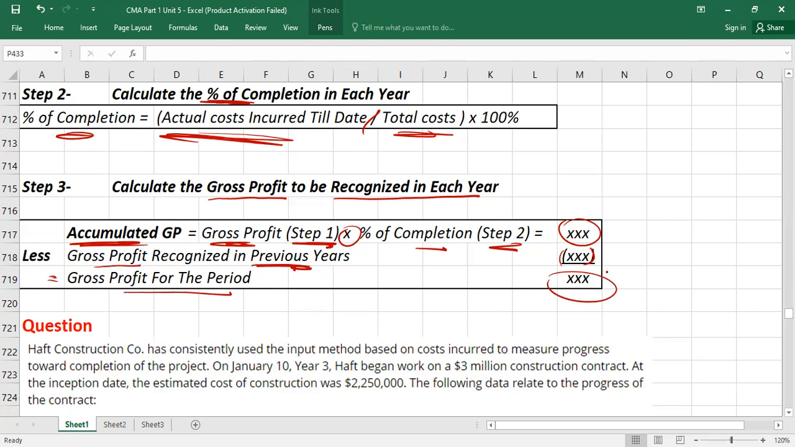And I'm going to show you the question now. Whenever this information is given, especially GP recognized in the previous year, if you apply the first way which I told you, maybe it will not work. So you have to follow this way, which I told you just now. Understood? So now, guys, let's see how the question will be tested.